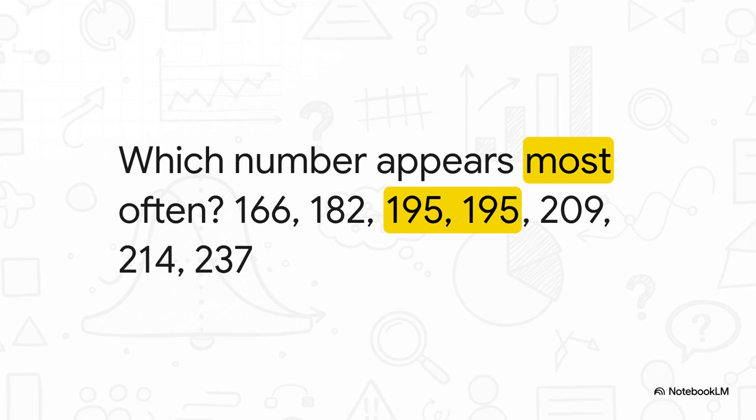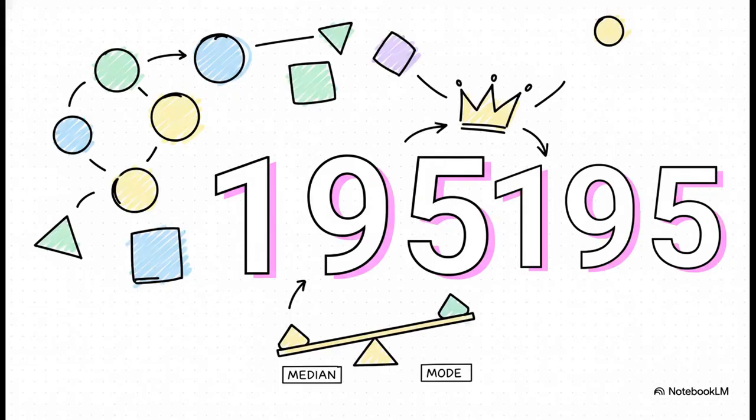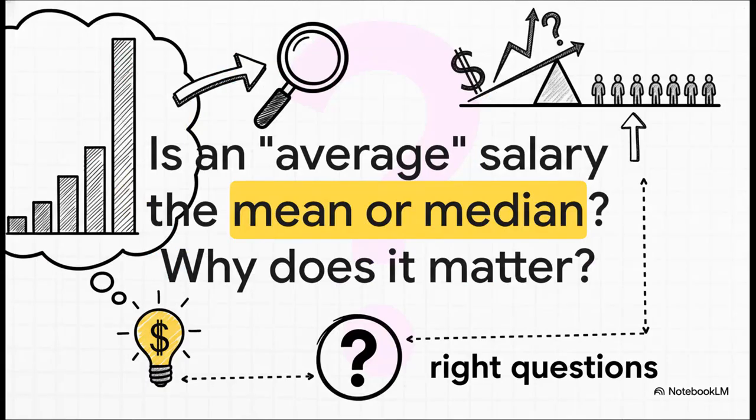Just take a quick look at our list of numbers here. Do you see any number that pops up more than the others? Yep, you got it. The number 195 shows up twice, and every other number is just there once. So that makes our mode 195 minutes. It's actually kind of interesting that for this set of data, the median and the mode ended up being the exact same number.